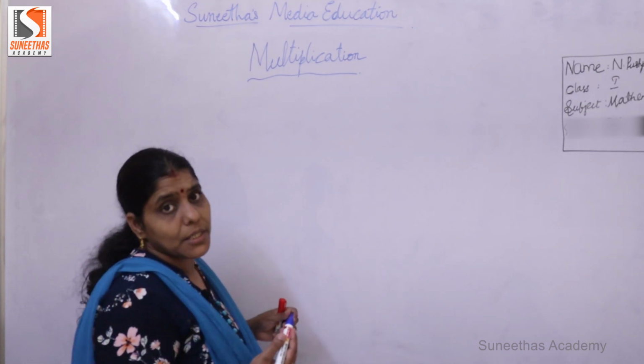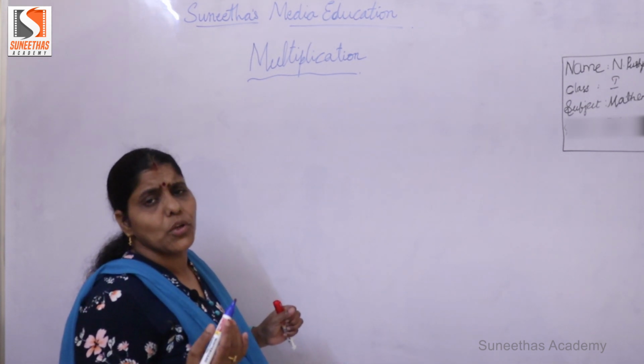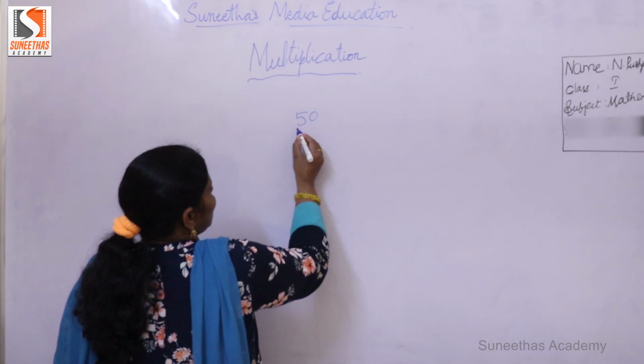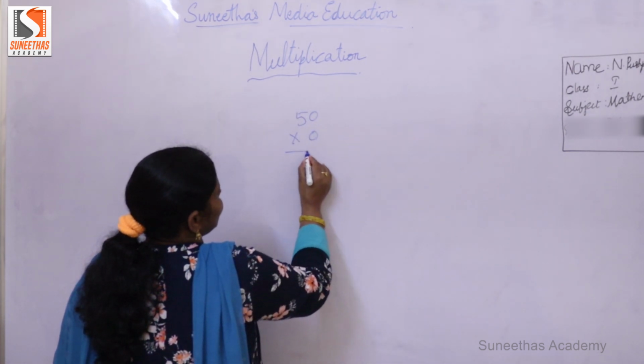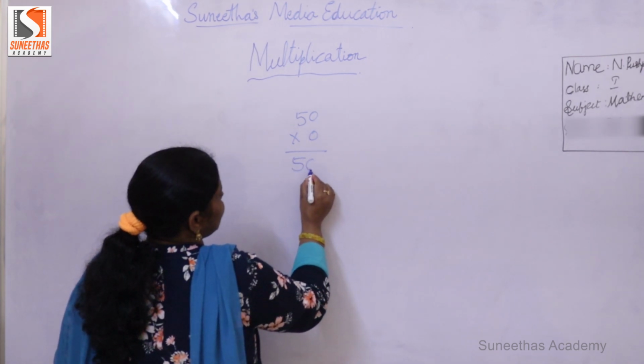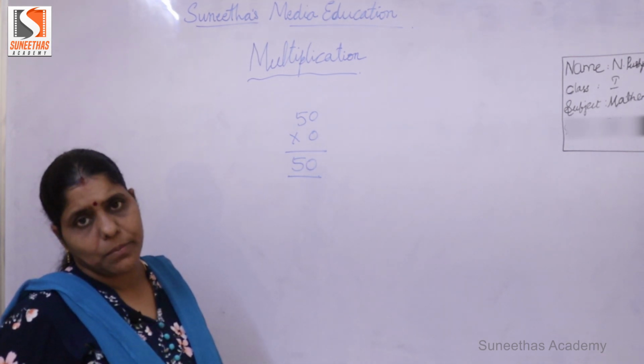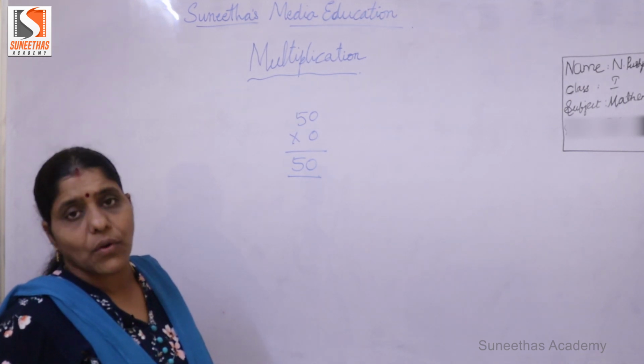When you multiply any number with 0, you get 0. 50 into 0 is 0. And with 1, you also get the same number. Okay.